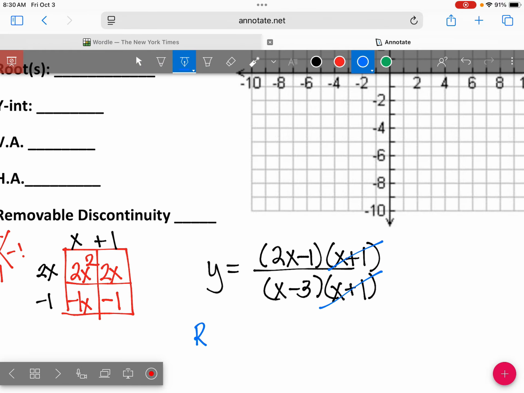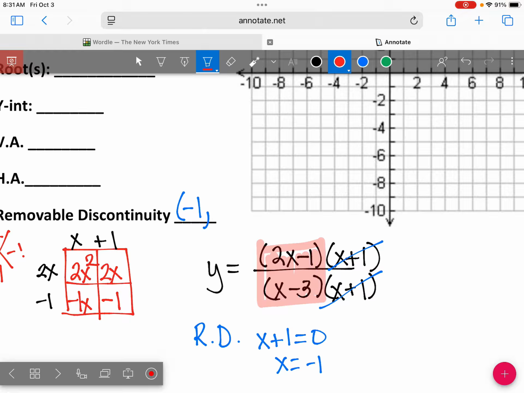To figure out where the RD is, we're going to take that x plus 1, set that equal to 0. That's what we canceled. And we should get -1. This is an ordered pair, so put -1 right there. Then take the -1, and you're only going to use this. We don't use what we cancel. This is what we're going to use to answer all of our questions, because we removed the x plus 1.